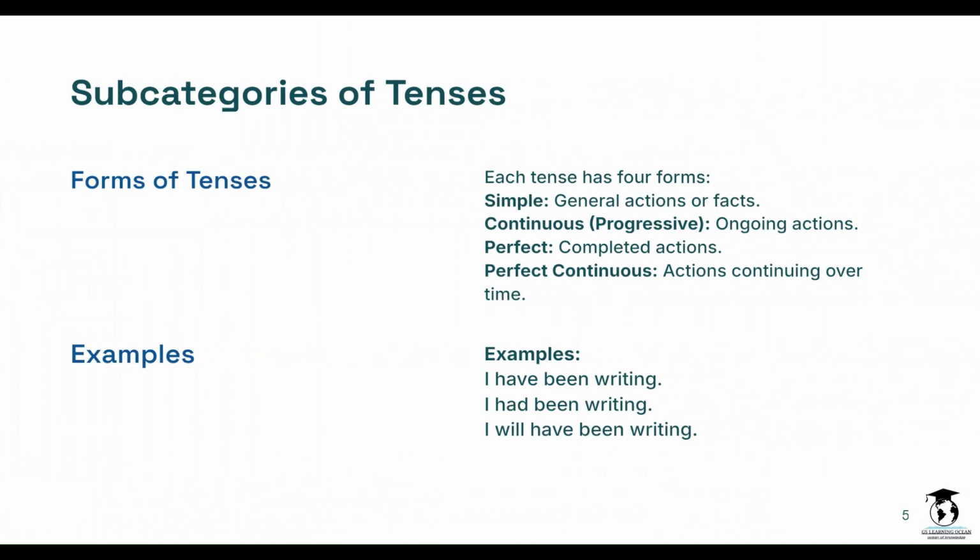For example, I am writing, I was writing, I will be writing. In perfect tense, we focus on completed actions. For example, I have written, I had written, I will have written. In perfect continuous, we highlight actions continuing over time. For example, I have been writing, I had been writing, I will have been writing. These variations bring precision to your sentences.